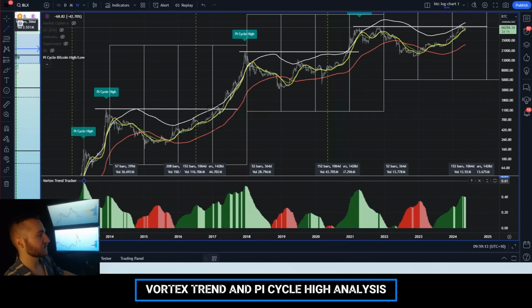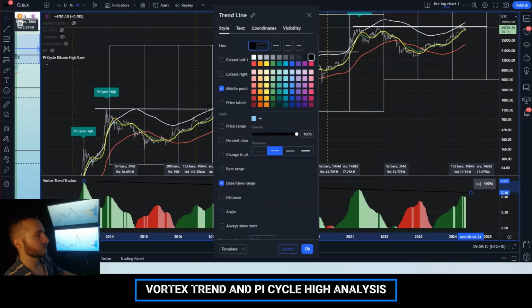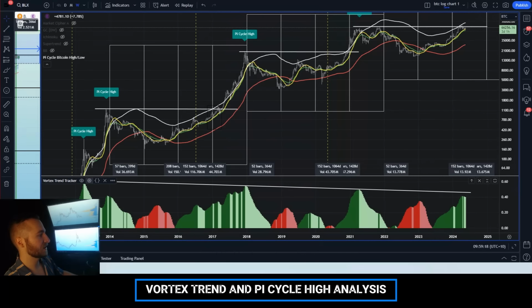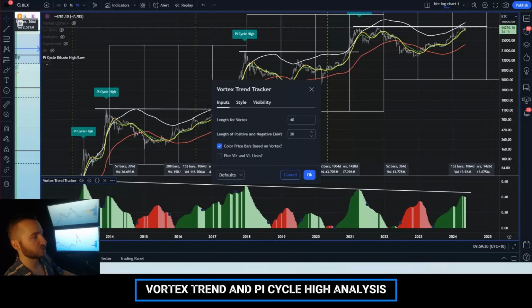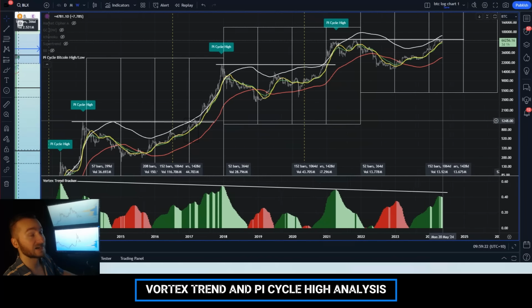Now I've got a lot of questions. Whale, what are your settings on the Vortex trend indicator? I'm going to show you here. These are my settings, 40/20, simple, keep it easy. Okay, they are custom settings.